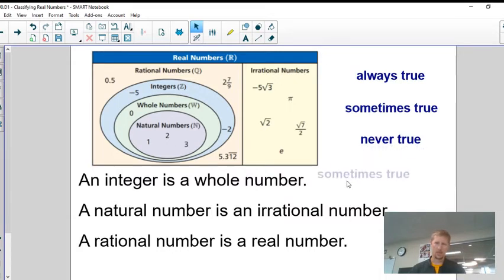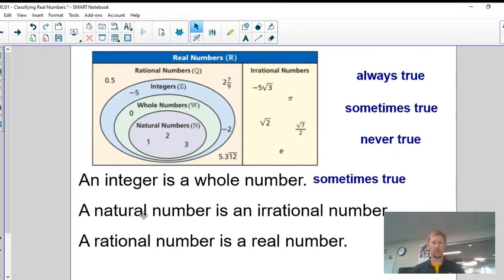It's only sometimes true that yes, an integer can be a whole number, like the integer 3. 3 is an integer, 3 is a whole number. Okay, but what about the integer -2? Is -2 a whole number? No, because it's outside of the circle. So that statement's only sometimes true.